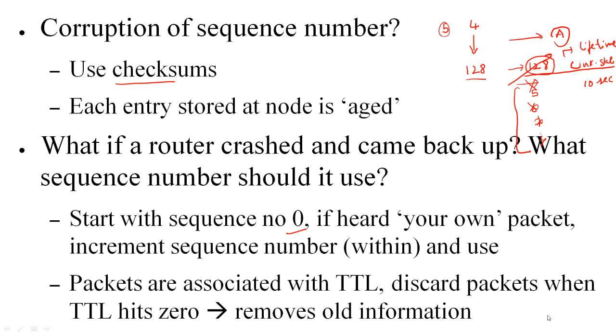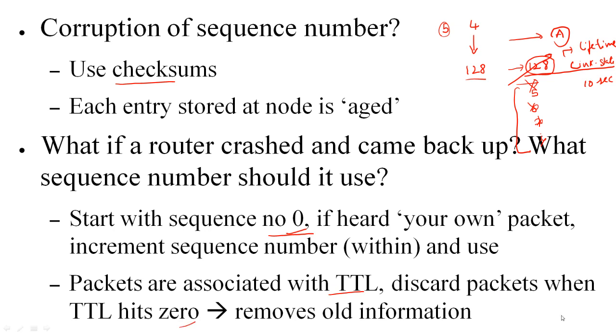Naturally, if it starts with sequence number 0, the older information that it sent may still be in the network, in which case nodes may not act on this newer sequence number 0. So it is very important that this older information not stay in the network for long, because it will interfere with newer information. For this, a technique which we have already seen before is to associate each packet with a time to live, and once this time to live reaches 0, you remove this particular packet.